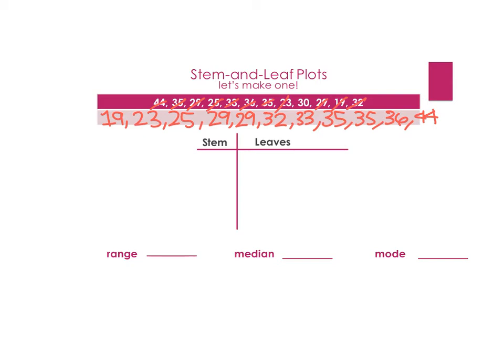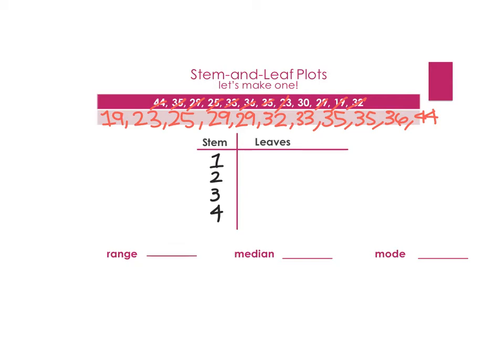So for my stems, I'm going to choose the numbers 1, 2, 3, and 4. I didn't start at 0 because I don't have any numbers that are just 1, 2, 3, 4, and 5. I also didn't put a 5 here because there are no 50s. It just goes from the 10s to the 40s. In the previous slide, we had a 2 and a 3 there, even though there weren't any numbers there.